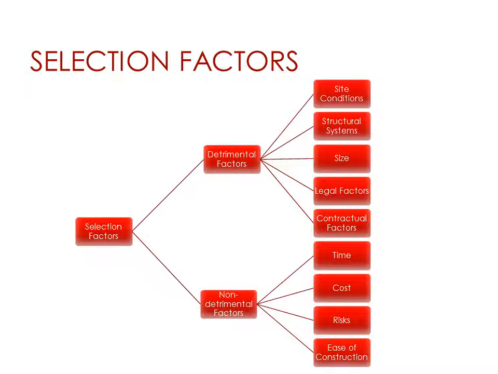However, non-detrimental factor, it's an issue of favorability. Maybe one method is favored over the others. So if you could imagine, non-detrimental factors are things that could have an issue of variability. I mean, time, cost, risks, ease of construction. So it's an issue of favorability. However, detrimental factors are something like site conditions, structural systems, size, legal factors, contractual factors. And we'll be discussing each in detail.